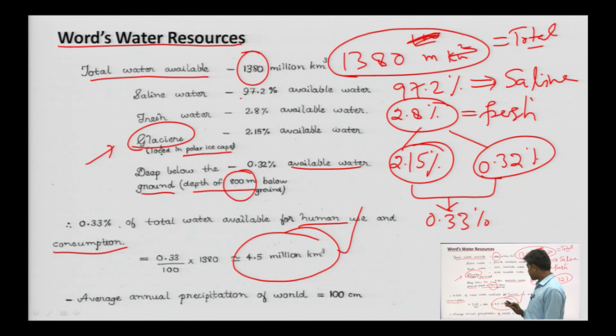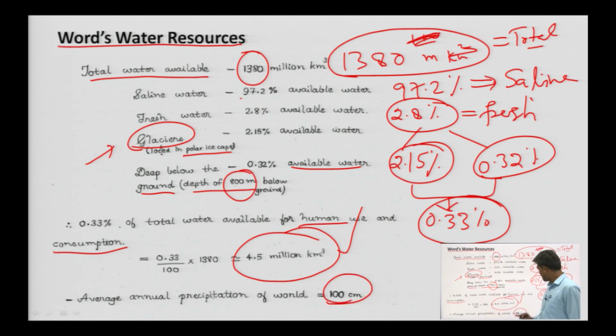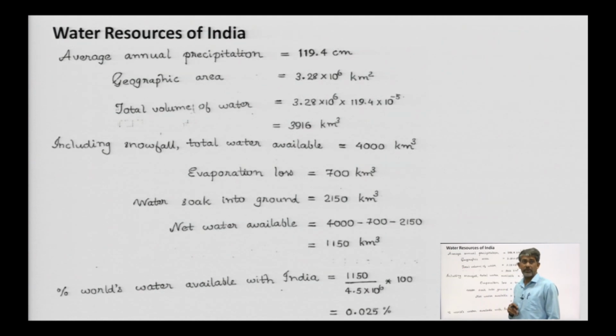And for this 0.33% of water which is available to us for human use, worldwide we have an annual precipitation of 100 centimeter. It is an estimation that 100 centimeter of precipitation is received annually. Now, what is the water resource in our India?